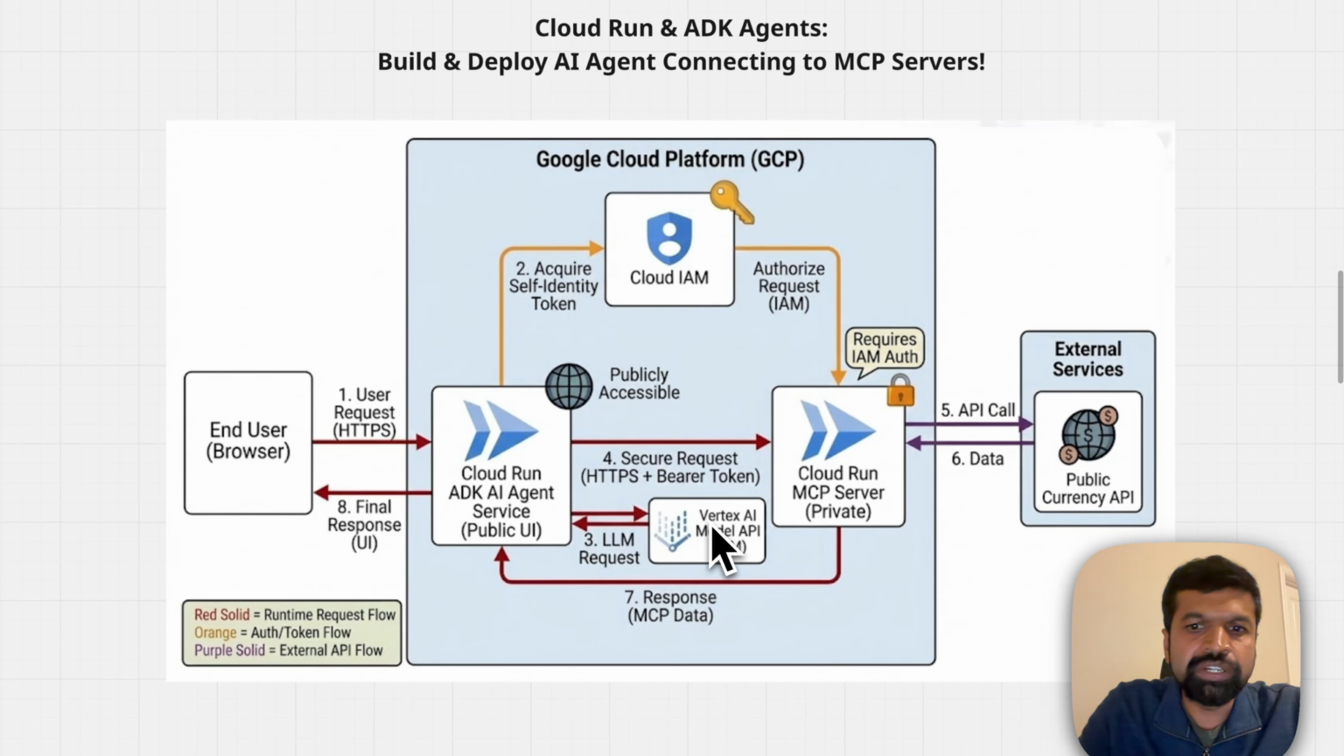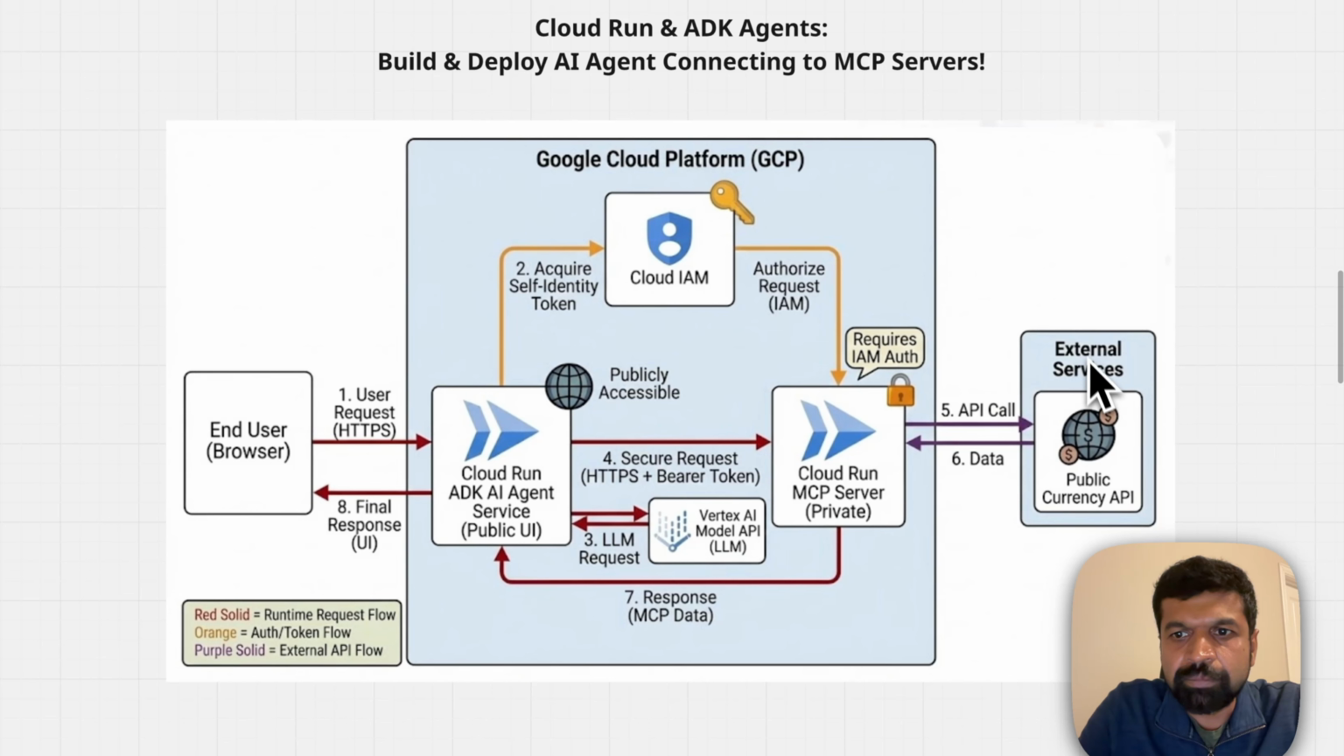For this demo, we're going to use one of the Gemini models. It has several versions, Gemini 2.5, 3. We're going to use one of those. And then the agent is communicating with the MCP server using the token that it has acquired in the previous step. And as a part of the tool call, the MCP server is making an API call to the external service. In this case, it is a public currency API.